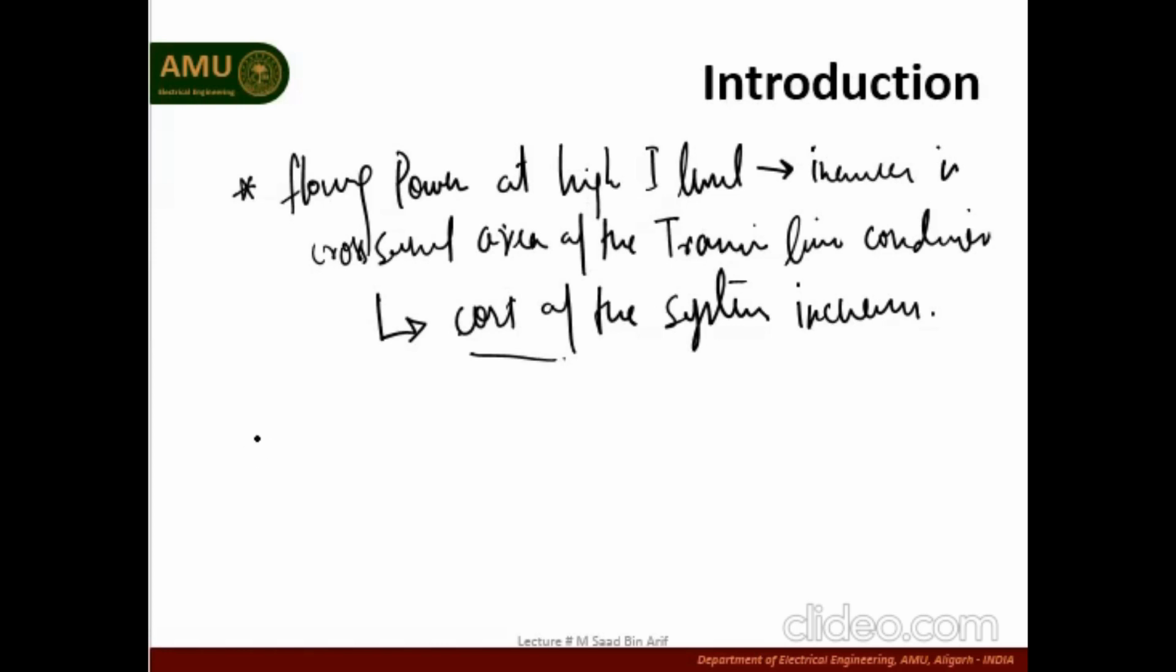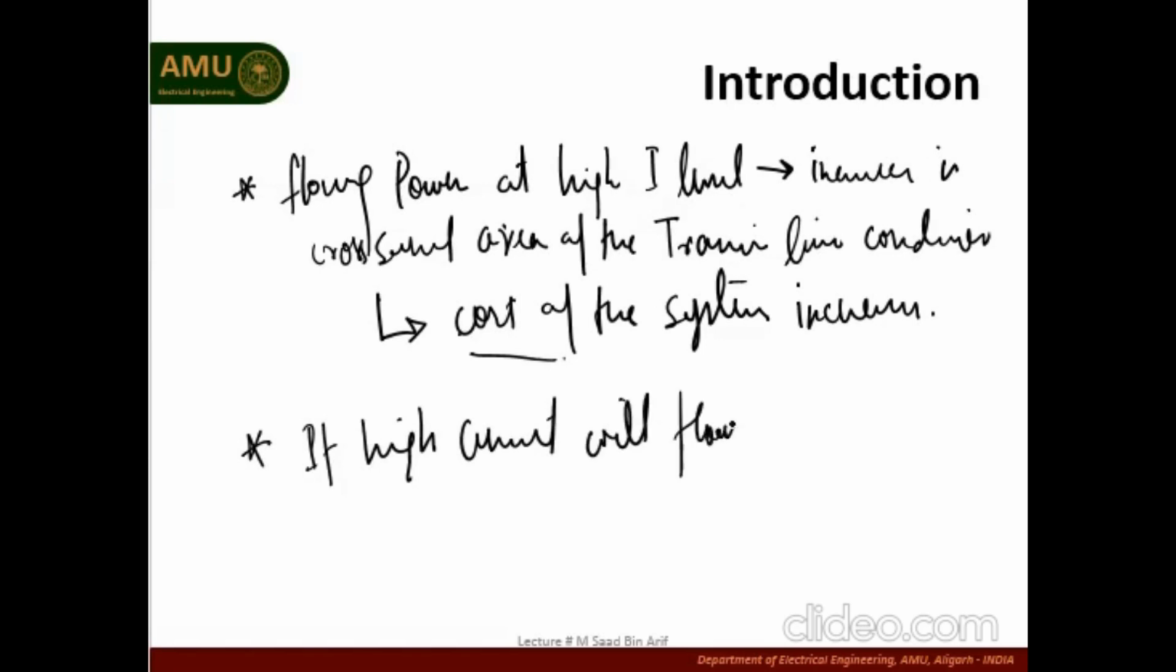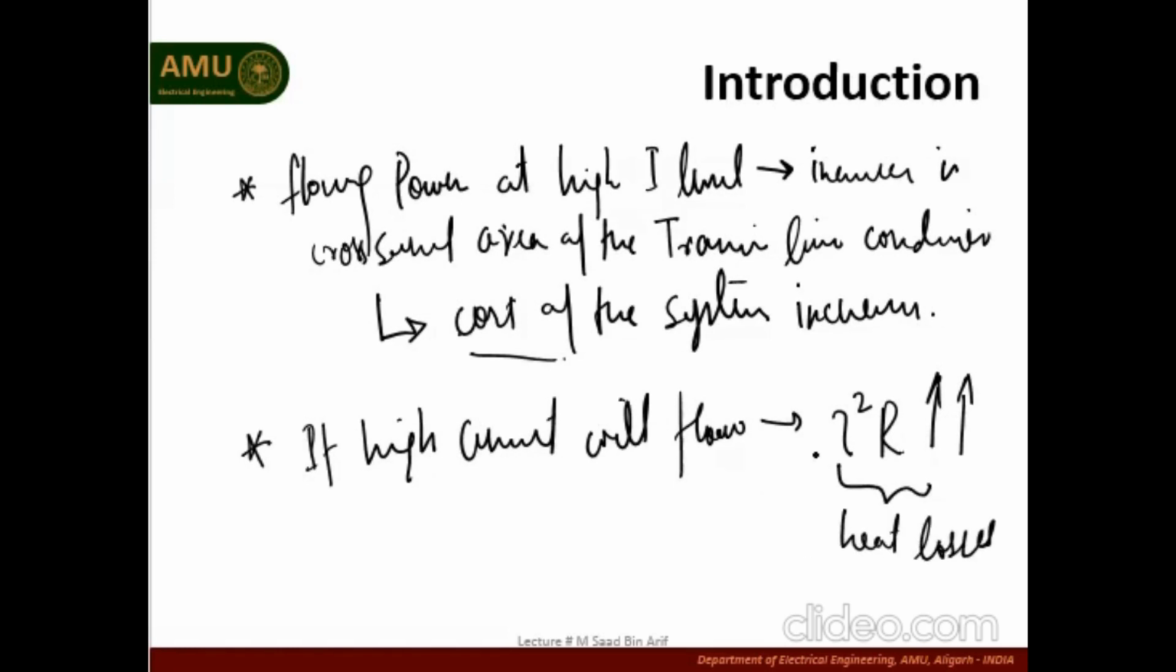Another important reason is that if a high current will flow, then what will happen? I square R losses in the transmission line increase. So these losses simply heat the transmission line, because they are heat losses. They heat the transmission line and the energy will be wasted.